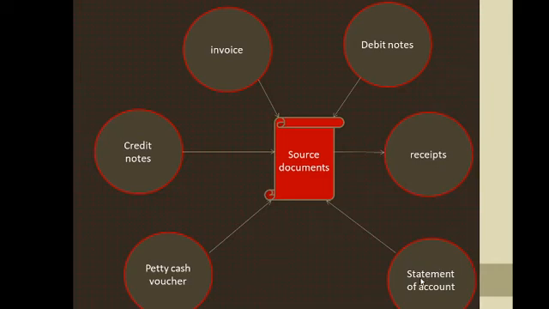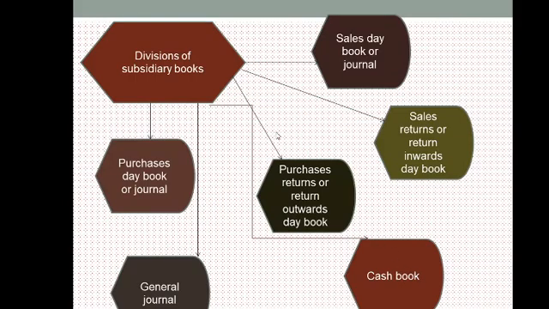All right, now we keep moving. We'll go over to the divisions of subsidiary books. These are the subsidiary books we have: the purchases day book, the sales day book or sales journal, the purchases returns or returns outwards day book, the sales returns or returns inwards day book, the cash book, and the general journal.